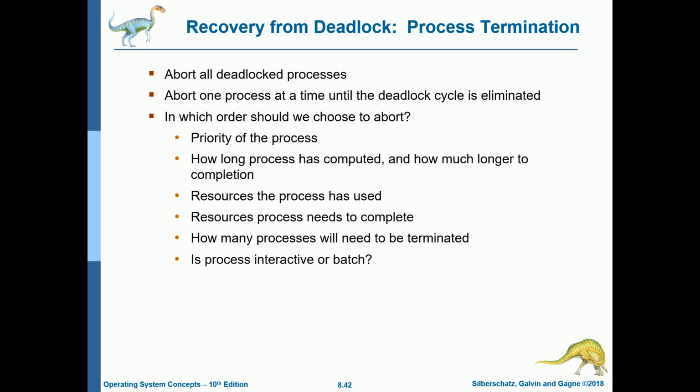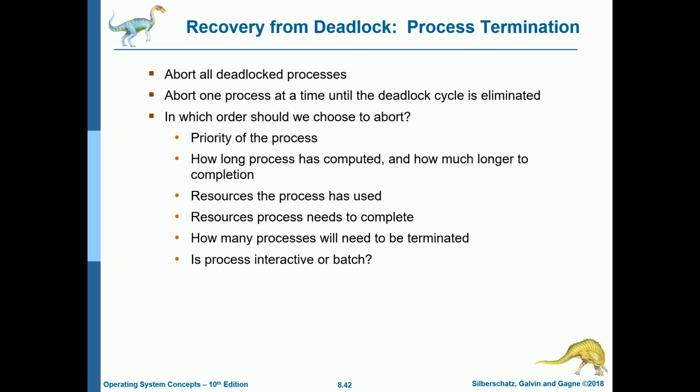First, we can abort all deadlocked processes. This method clearly will break a deadlock cycle, but at a great expense. The deadlocked process may have computed for a long time, and the results of this partial computation must be discarded, and probably will have to be recomputed later. Or, we can abort one process at a time until the deadlock cycle is finally eliminated. This method incurs considerable overhead, since after each process is aborted, a deadlock detection algorithm must then be invoked to determine whether any processes are still deadlocked.